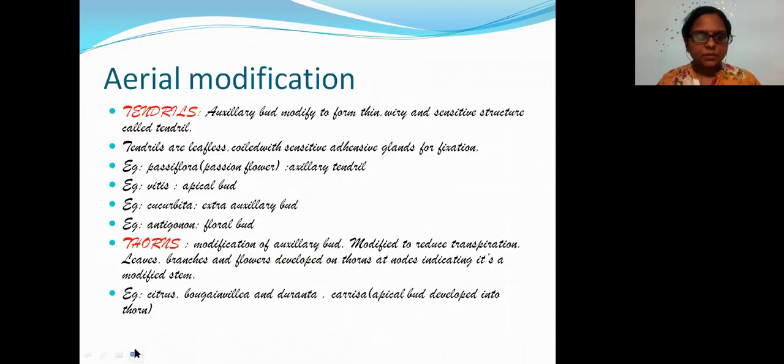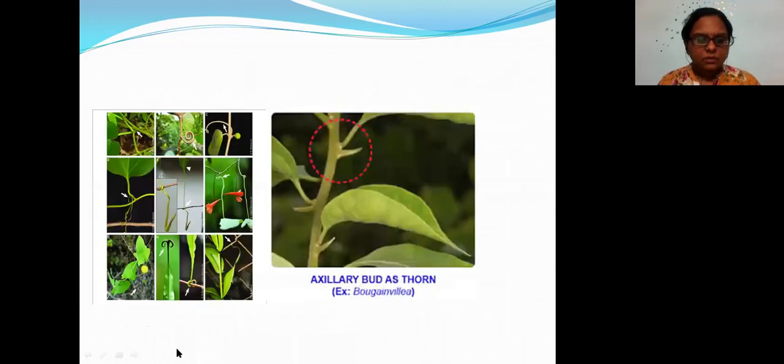Yeah, this diagram I have shown. Now we have the aerial modifications, right? Let me see which diagrams I have. Yeah, I wanted to show you here, students. I was talking about the axillary bud, right? So this is called the axillary bud. That is, you have a leaf.